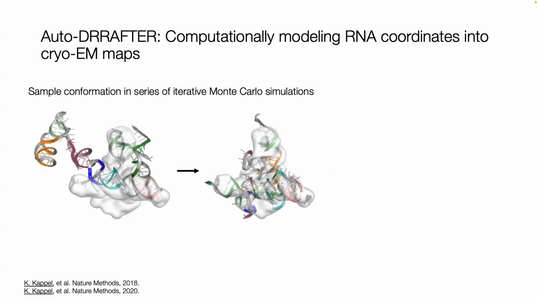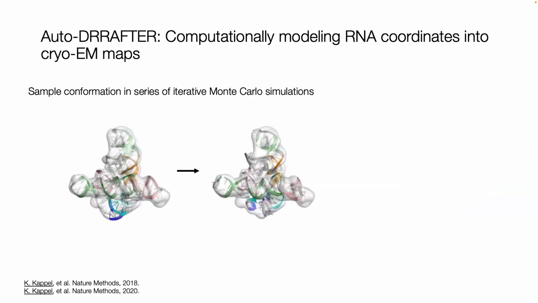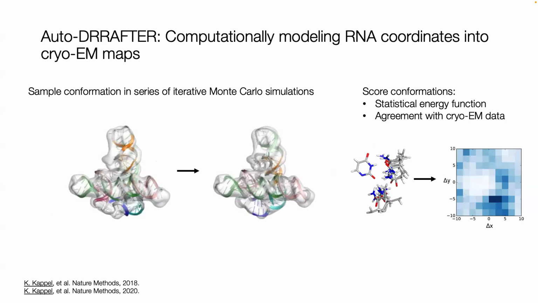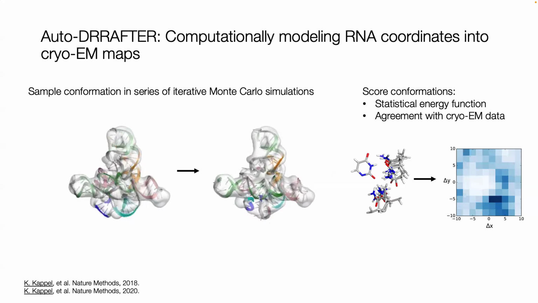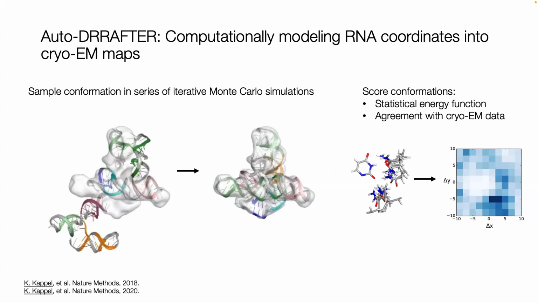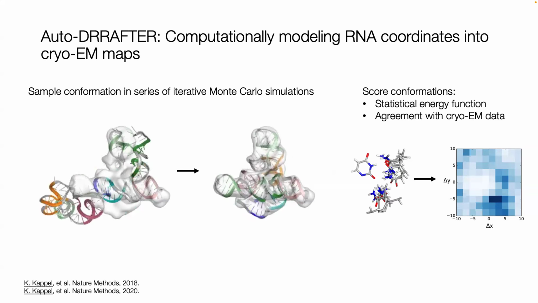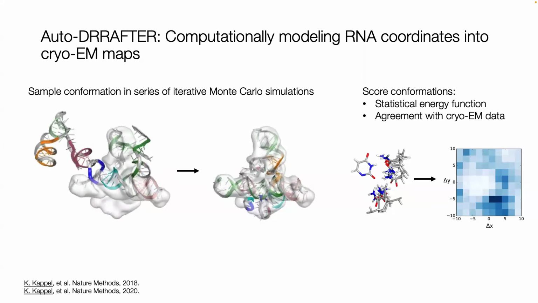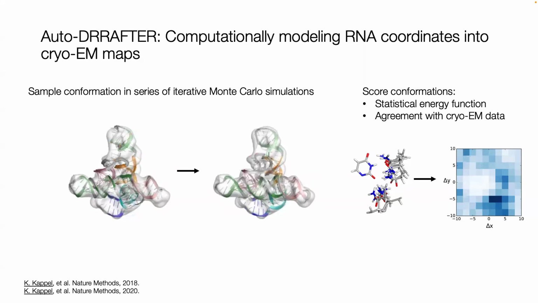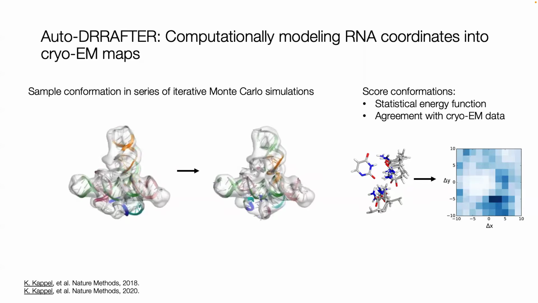So what we do is we sample conformations of the RNA in a series of iterative Monte Carlo simulations. And then we score each one of these conformations with a score function that has 2 parts. So first, a statistical energy function, which scores how physically reasonable the conformation is. And then second, we have a score term that rewards agreement with the experimental density. So hopefully in the end, we end up with conformations that are both physically reasonable and agree well with the experimental data.